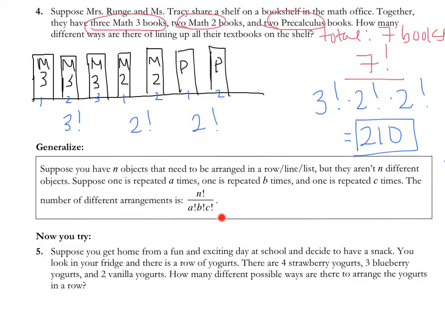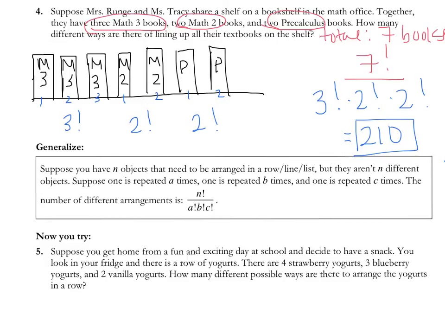Now, you can divide by as many factorials as you want. So like suppose one thing's repeated twice, another is repeated 3 times, another repeated 4 times, another is repeated 5 times. You could have more than 3 factorials in the bottom. You could have just 1, you could have 2, you could have 3. However many things are being repeated, that's the number of factorials you can have in the bottom.